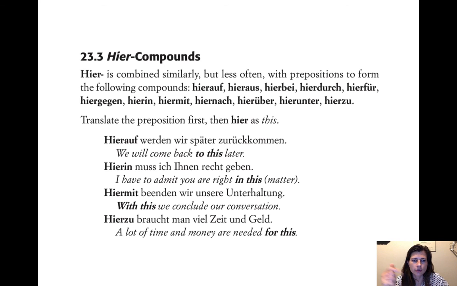So hier- compounds are the same thing, but they will have the meaning of this, or something at hand, right? Whatever is here in front of us. So you don't translate it as here, but it refers to something at hand. So hier- is combined similarly, but less often, with prepositions to form hierauf, hieraus, hierbei, hierdurch, hierfür, hiergegen, hierin, hiermit, hiernach, hierüber, hierunter, hierzu. So you can take the preposition and just translate hier as this.